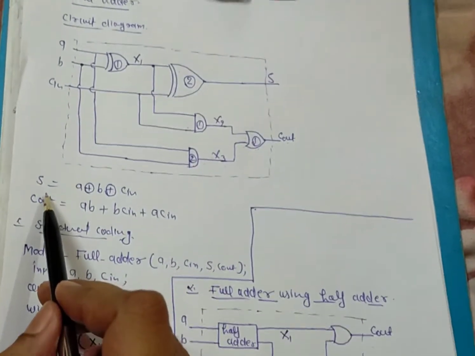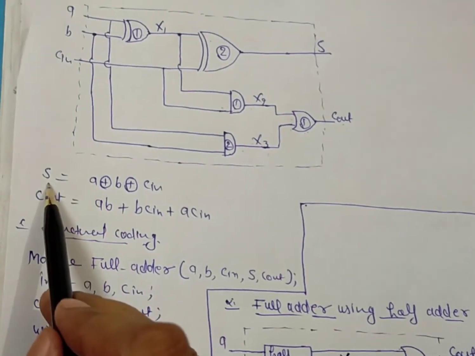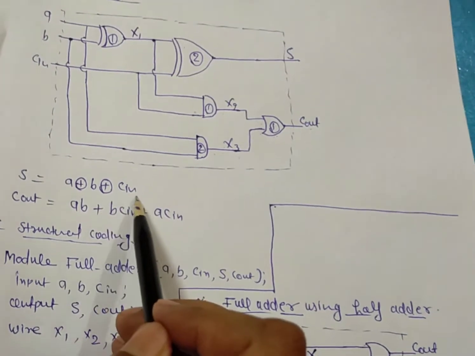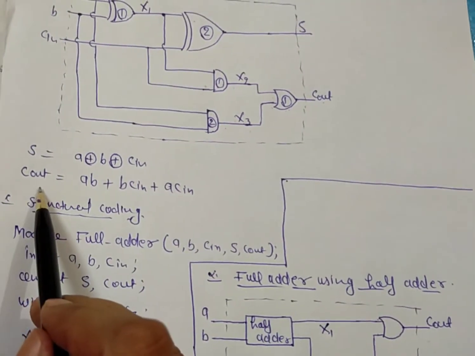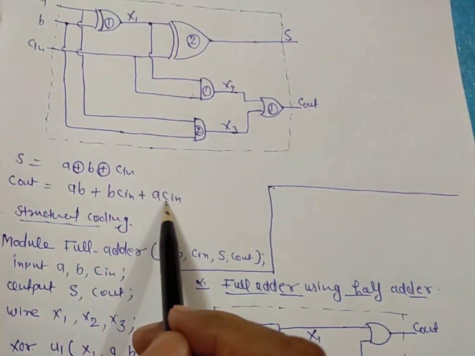Then write the Boolean expression. The Boolean expression of the sum is S equal to A XOR B XOR C in, and the Boolean expression for the carry is C out equal to AB plus B C in plus A C in.